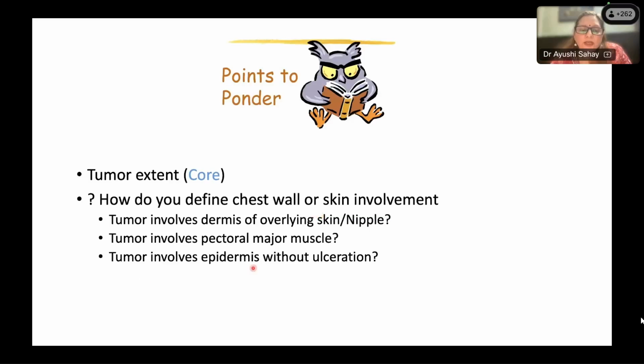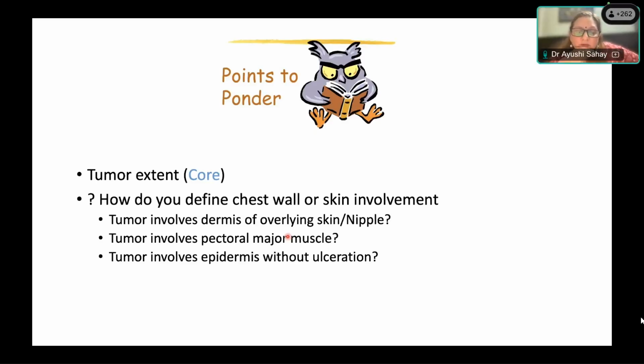If the tumor is involving the dermis of the overlying skin or nipple, is it skin involvement? No, ma'am. Only if there is ulceration or satellite skin lesions, then it is skin involvement. Perfect. And if the tumor involves the pectoralis major muscle, is that chest wall involvement? No, ma'am. When is chest wall involvement considered? Intercostal muscle involvement can be considered. Yes, if the ribs or intercostal muscles are involved, then it is chest wall involvement.